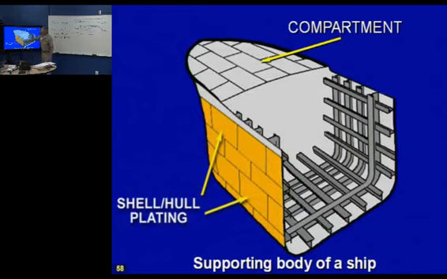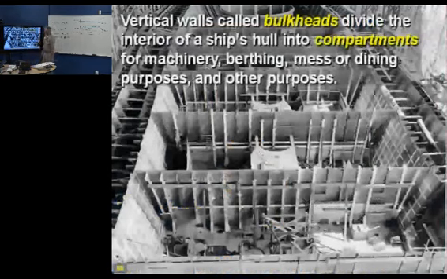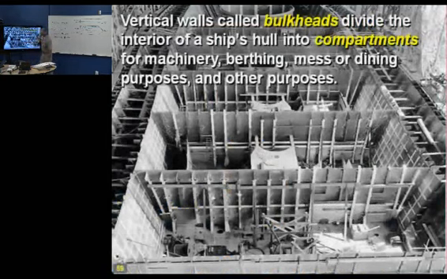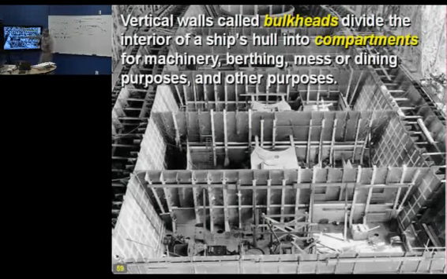So there's hull plating, which is supporting the ship, and then you have these frames in here. Oh, and there's a room, a compartment. So here you can see a ship is being built. This is a gun turret right down here. You can see that circular gun turret. This part way out here is the hull.